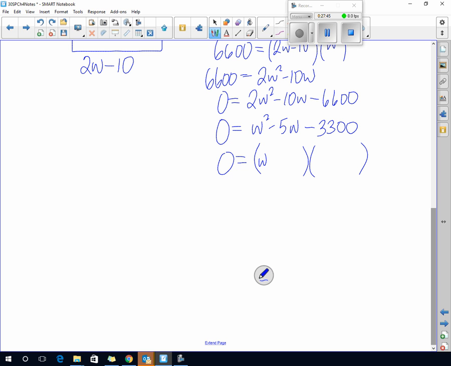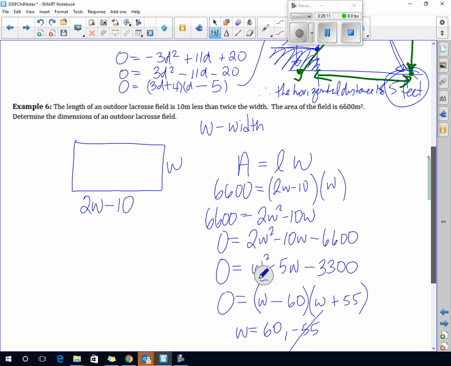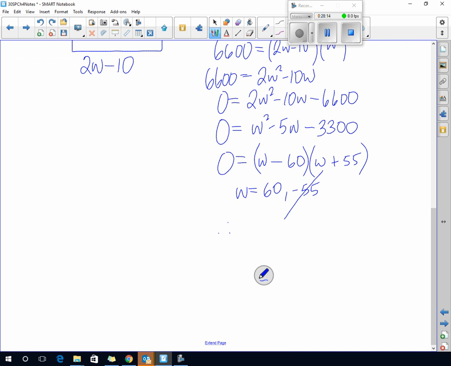Which means W equals 60 and minus 55. Can we have a minus 55 for a width? No, so we reject it. Does everybody see we reject it? And we say, therefore, what are we actually answering here? What are the dimensions? And this is in meters. Therefore, the dimensions are, the width is 60 meters by, what's my length going to be? Remember, my length is 10 less than twice. Twice 60 is 120. 10 less would be 110.